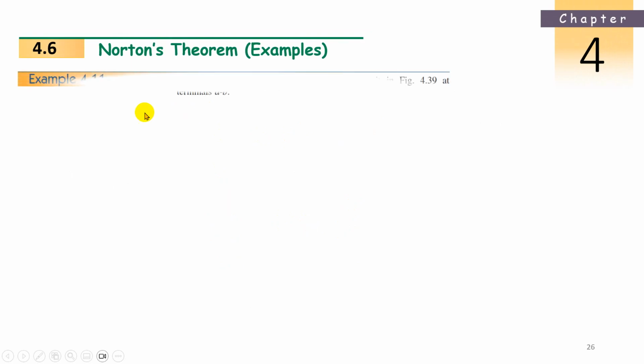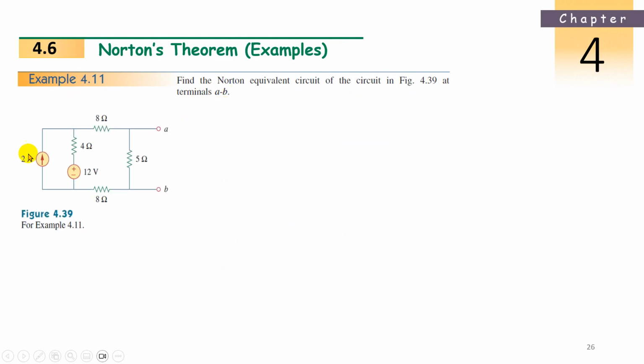Some example on Norton's theorem. Find the Norton equivalent circuit of the circuit in figure 4.39 at terminals A and B. What is the circuit? This one. See, I told you minimum one independent source should be there, but here we have two independent sources. One is a voltage source, one is a current source. So we need a Norton equivalent circuit between terminals A and B. So what we need? We need I Norton and R Norton, which is also equal to R Thevenin.